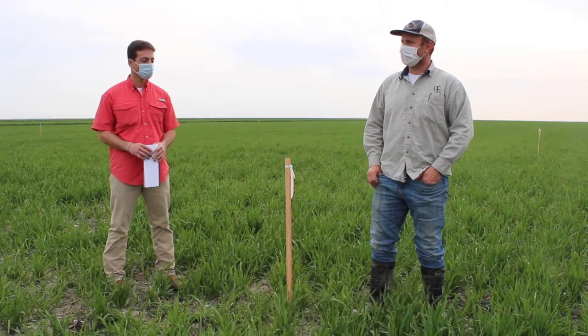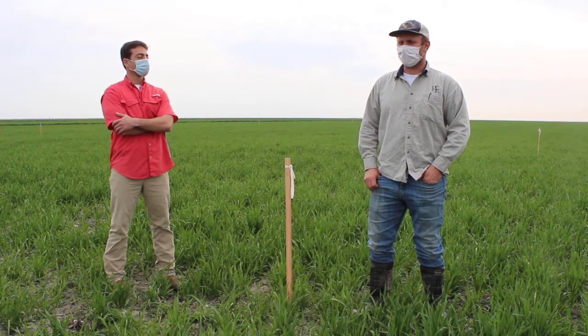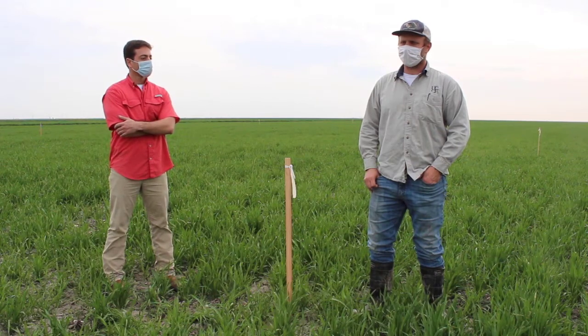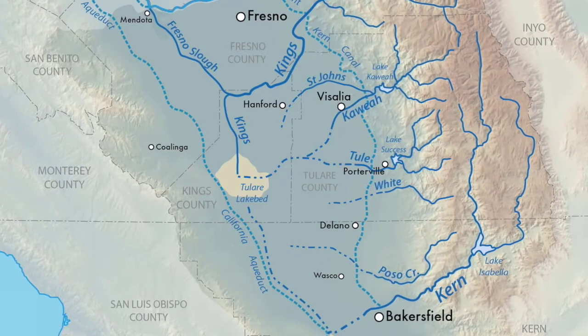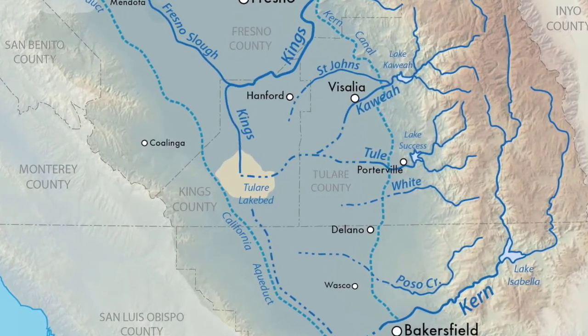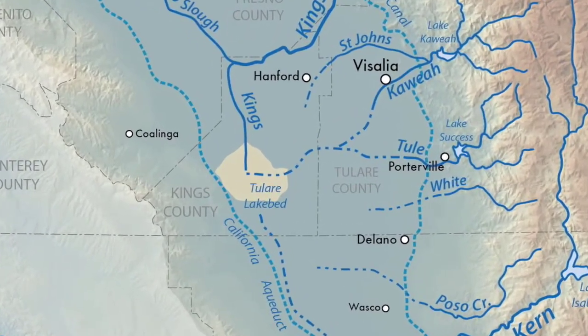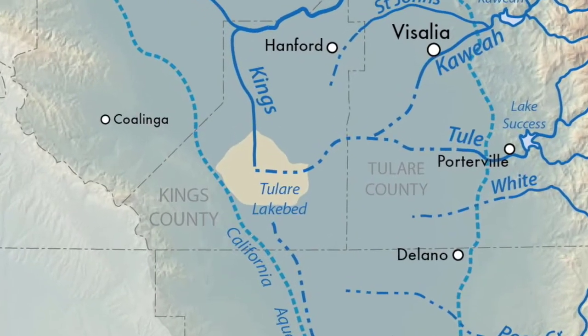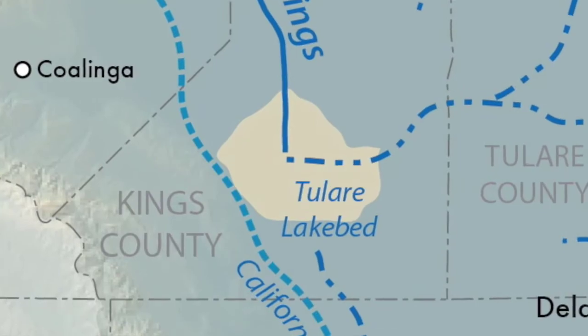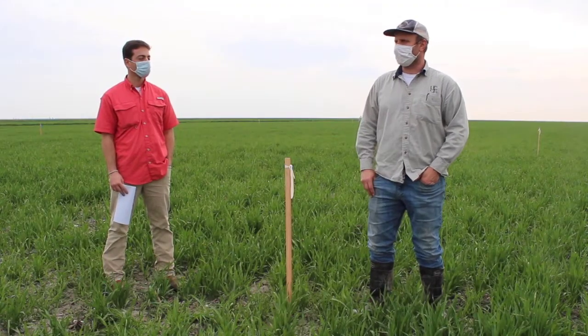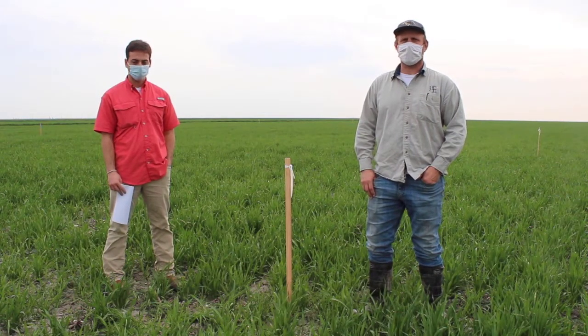Right now we're in a central area of Kings County, California, a geographical region called Tulare Lake Bottom. It's fairly uniform, relatively speaking, in terms of environmental and soil conditions. It's highly productive, and there are pretty predictable crop rotations in this area. Right now we're standing in a triticale seed production field.